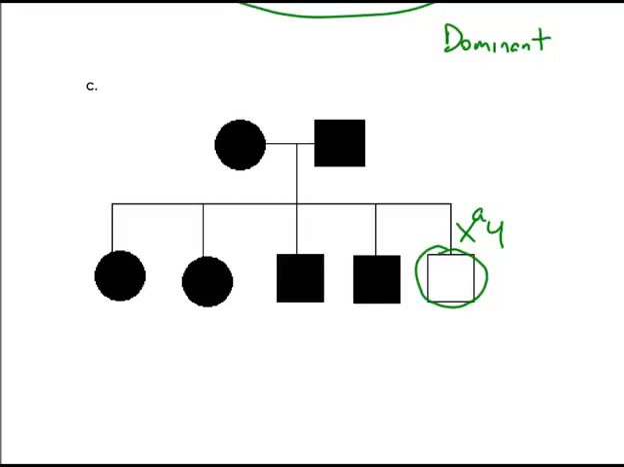Well, where does a male get the X chromosome? He gets it from his mom. Is it feasible that she could be a carrier? Yes, that is feasible, in fact. If the father was X big A Y, he's going to give the X chromosome to all of his daughters. So it is possible that we have an X-linked dominant situation here.